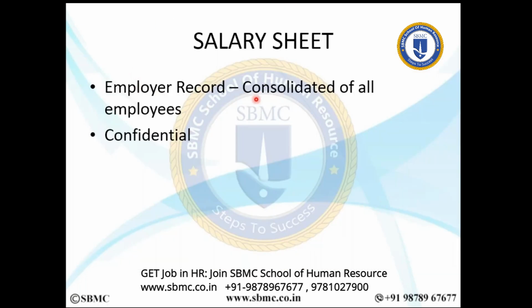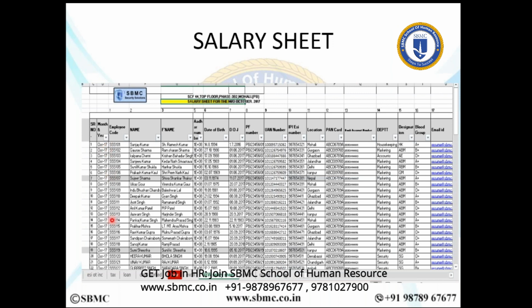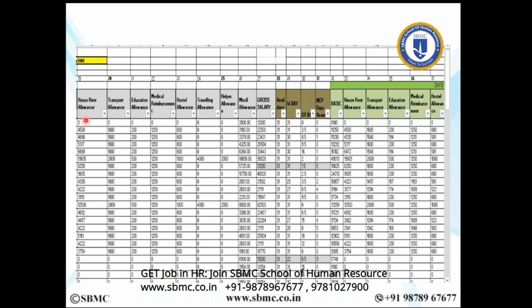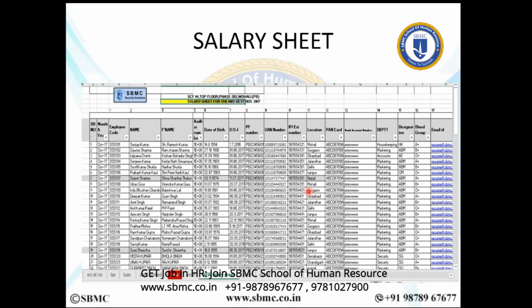Salary sheet is the employer record. It is a consolidation of all the employees. It's confidential. That is the salary sheet. It contains all the information of the employees, so it is full-fledged. It has all the information, their salary. All the employees are in one sheet. Clear? It remains with the employer.